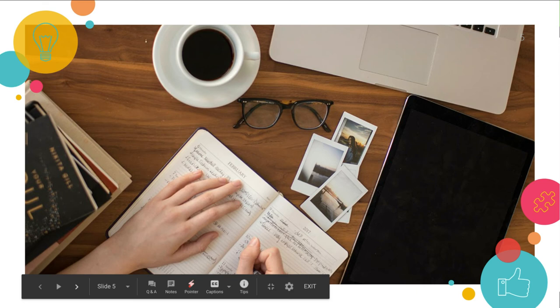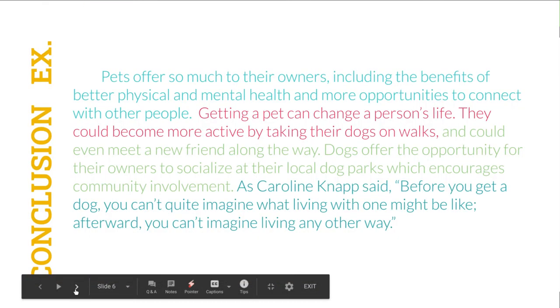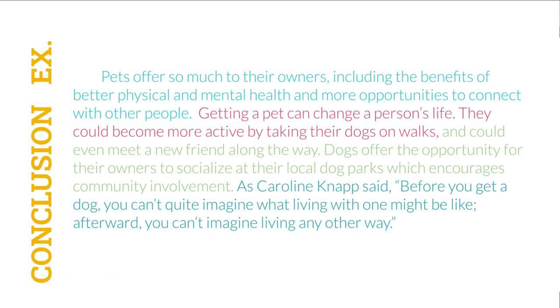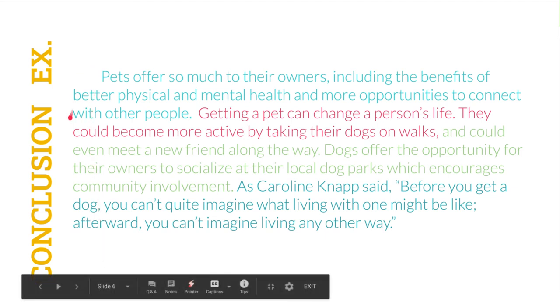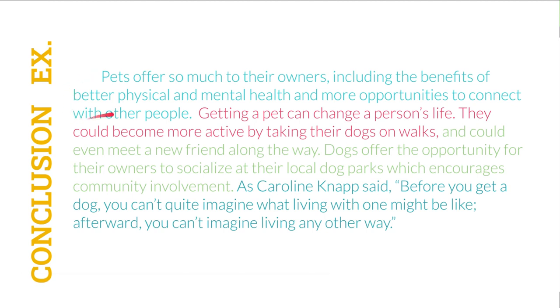So here's an example. We're going to look at our pet example together. Pets offer so much to their owners, including the benefits of better physical and mental health and more opportunities to connect with other people. So this is just a restatement. It is not a direct copy. I switched the words around from my thesis. Here is my summary of my first body paragraph talking about health benefits. Getting a pet can change a person's life. They could become more active by taking their dogs on walks.